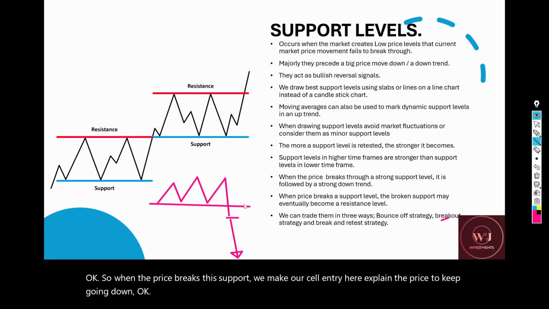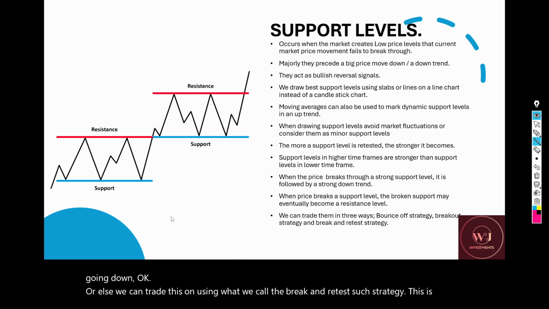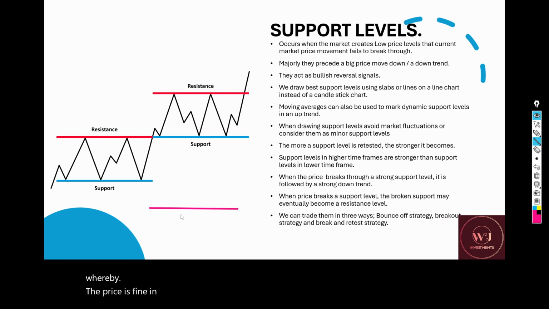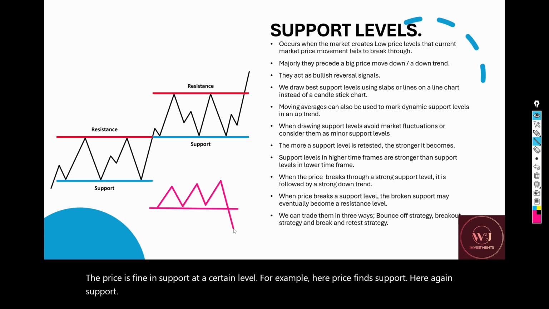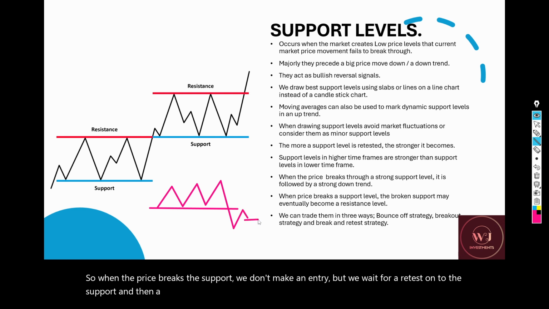Or else we can trade these using what we call the break and retest strategy. This is whereby the price is finding support at a certain level. For example, here, price finds support here, again support. When the price breaks the support, we don't make an entry, but we wait for a retest onto this support and then a confirmation. So we make our sell entry here, and then we could catch the wave down.